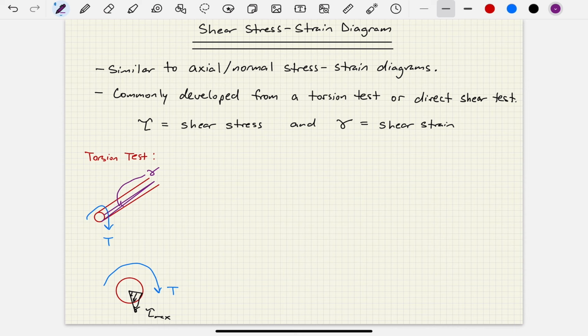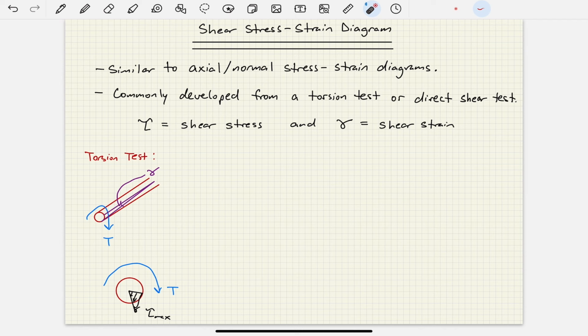Now, we're going to talk more about this phenomenon when we fully explore torsion in some later videos. I just want you to get the idea, the concept of the torsion test, okay? So regardless, with this torsion test, you have a shear stress that develops in the cross-section, and then you have an accompanying shear strain that develops along the length of the shaft itself.